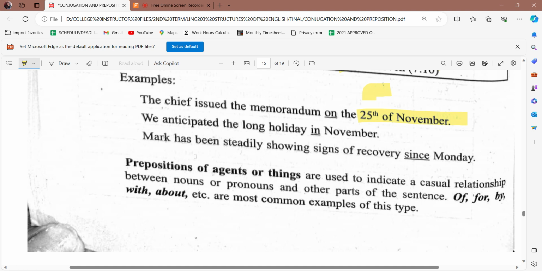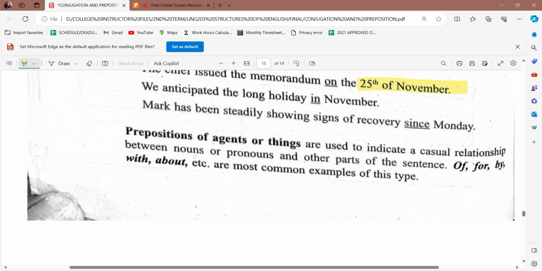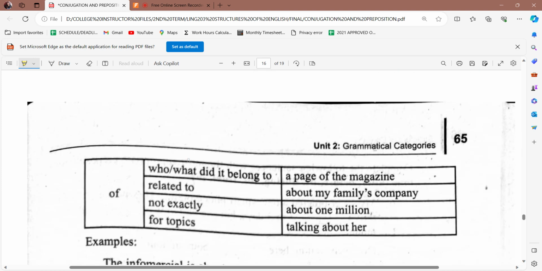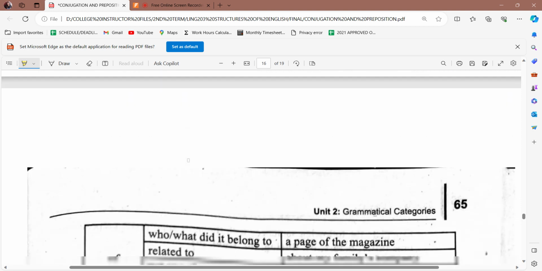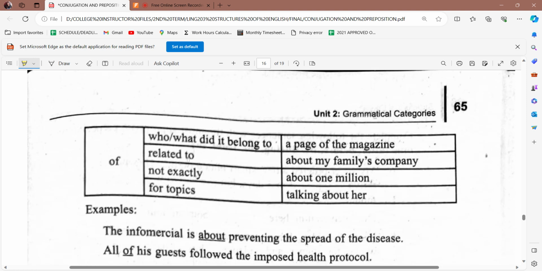We have the prepositions of agents or things. These are used to indicate a causal relationship between nouns or pronouns and other parts of the sentence. We have of, for, by, with, about, and many others as the most common examples of this type of preposition. Again, this is the preposition of agents or things. We have of: who or what does it belong to? A page of the magazine.